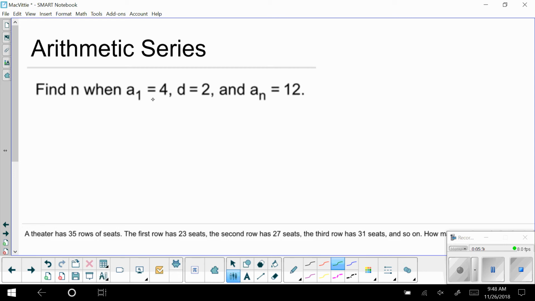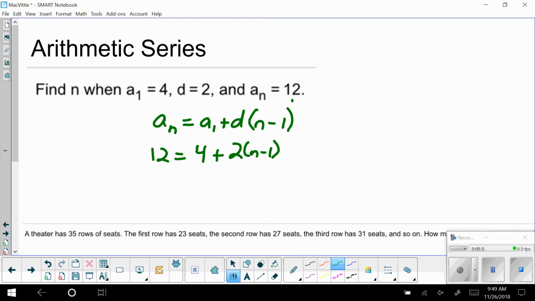And if I want to find n when I know that the first term is 4, common difference is 2, and my nth term is 12, what I use is that equation for the nth term. So I can plug in a sub n is 12, a sub 1 is 4, d is 2, and then subtract 4 from each side, divide by 2 on each side, add 1 on each side, and n is my 5th term. And I can even write that out and double check it.